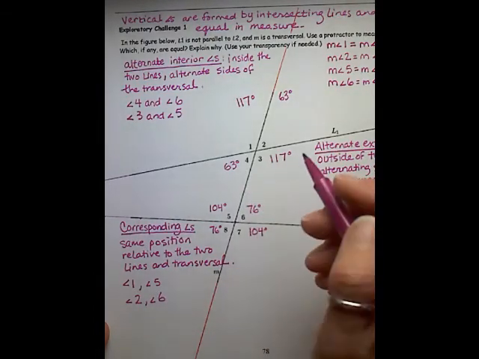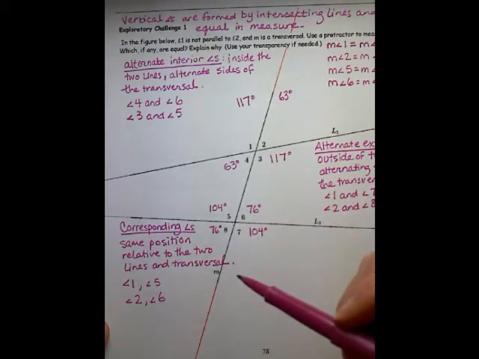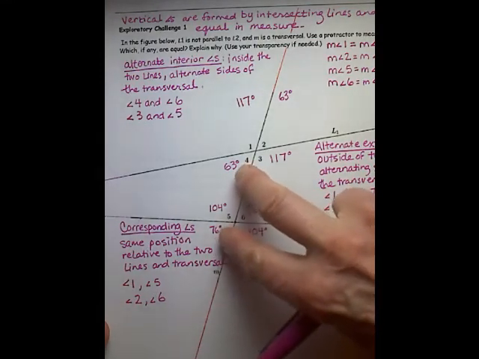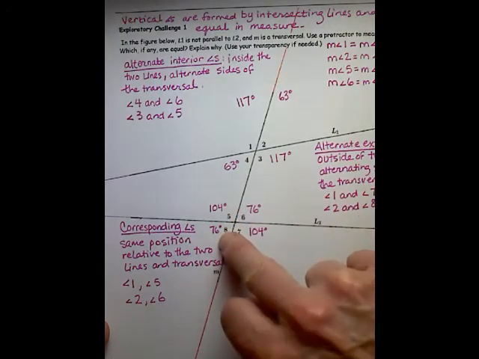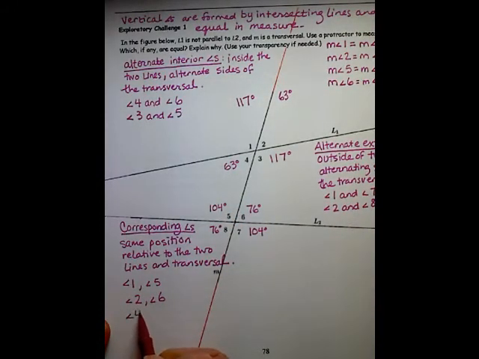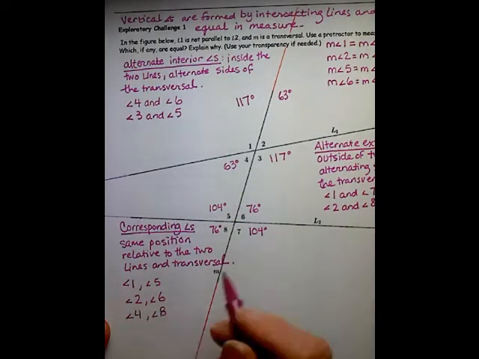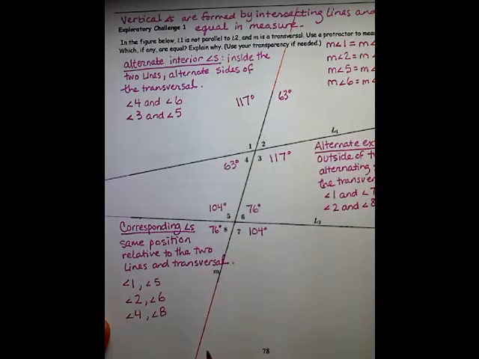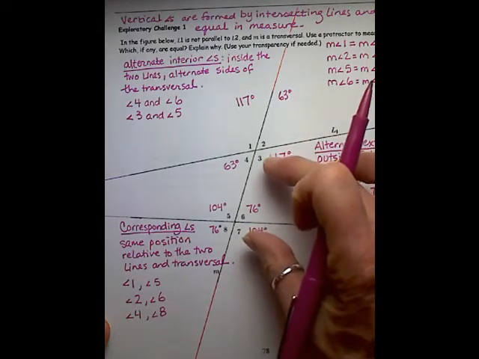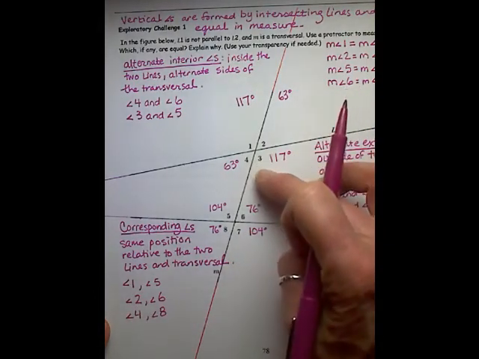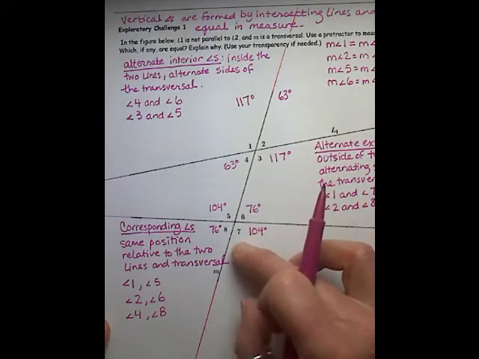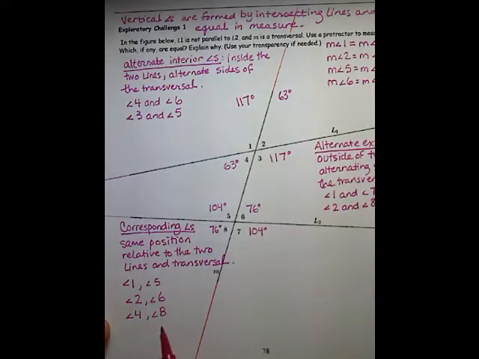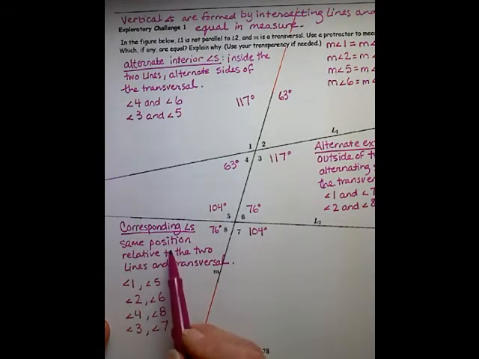Next, let's look at under the lines. Under the lines and on the left are angle 4 and angle 8. Angle 4 and angle 8. They are both below the lines and on the left side. And then our last pair would be below and on the right. So angle 3 is below and angle 7 is below, and they are both on the right side. So we have angle 3 and angle 7. These are called corresponding angles.